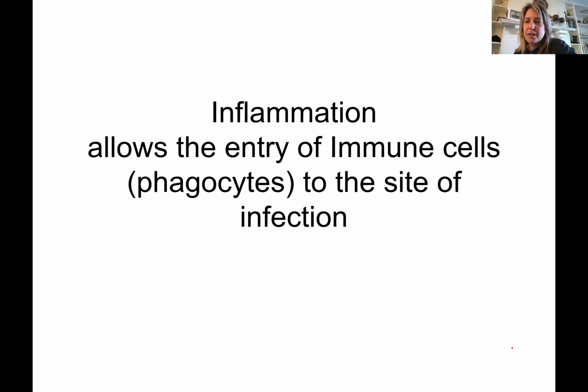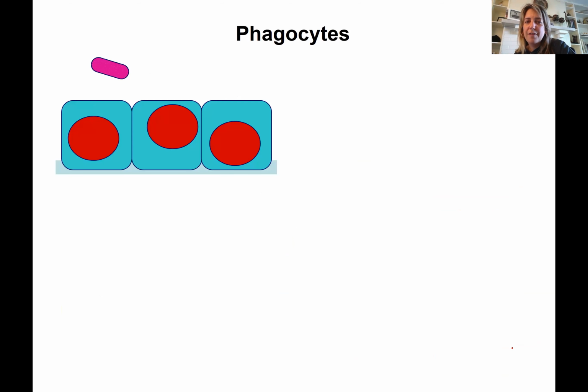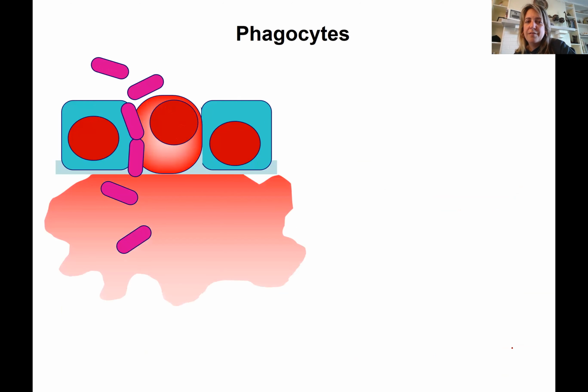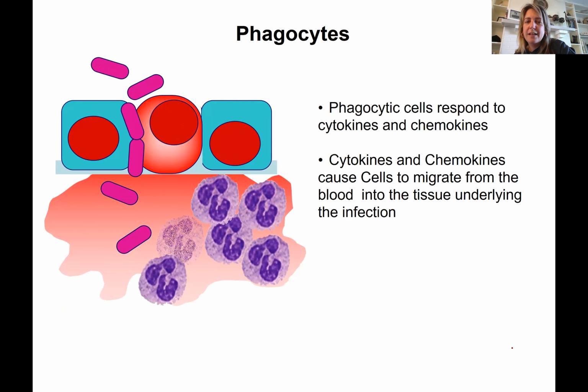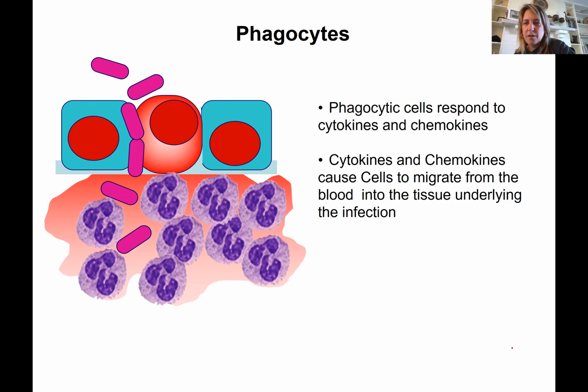The inflammation that is caused in that particular area is going to allow the entry of these immune cells to the site of infection. So here we have the epithelial cells, they get activated, fluids leak, and neutrophils are going to come to the site of inflammation. Inflammation is all this that's happening.